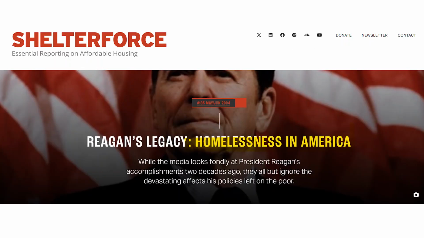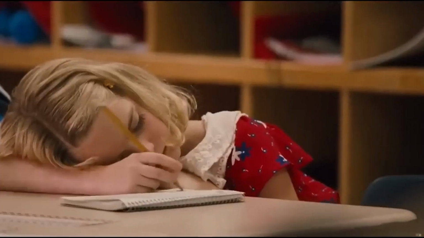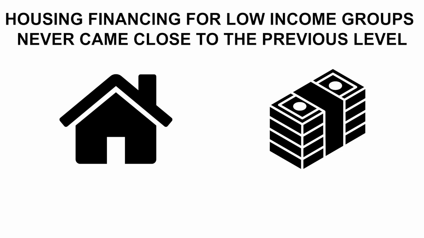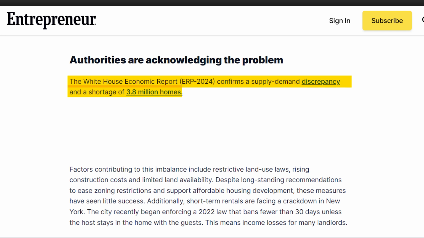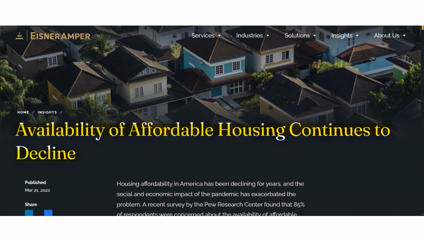The number of homeless people also increased sharply, including many Vietnam veterans, unemployed people, and children. Although successive administrations tried to tackle some of these problems, housing financing for low-income groups never came close to the previous level. At the end of 2020, the US had an estimated housing shortage of 3.8 million homes. This was largely due to the decline in social housing and private subsidized housing.